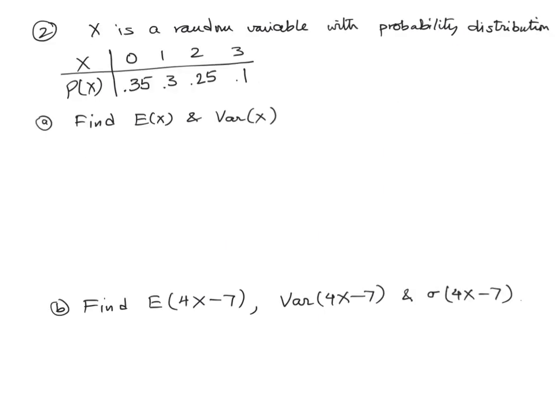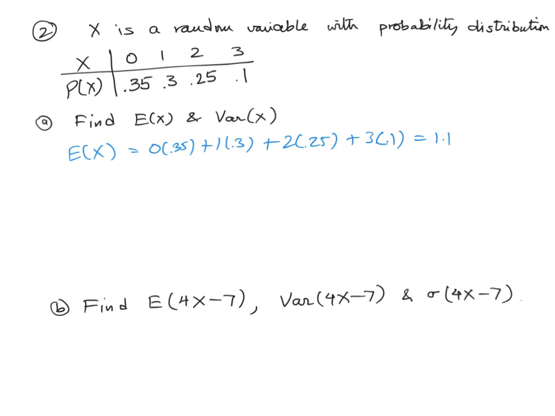Let's do an example. So x is a random variable with probability distribution given right here. The question is to find the expected value of x and then the variance of x. So let's do that first. So the expected value of x, well, that's just take each of the x values, multiply by their probability, and then add them up. So 0 times 0.35 plus 1 times 0.3 plus 2 times 0.25 plus 3 times 0.1, which ends up being equal to 1.1.